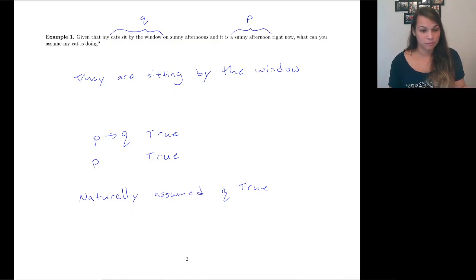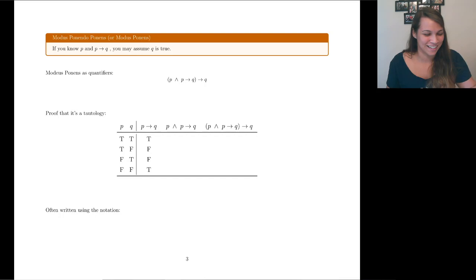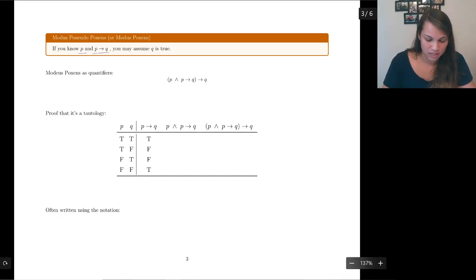That has a formal name. It is called Modus Ponendo Ponens. Doesn't even matter. I really don't care. But it's exactly what I just said. We knew P implied Q, therefore we assumed Q. We have words like and, we have the word assume. That means we can start translating these things into ands and conditionals right here. We can re-express this using quantifiers.